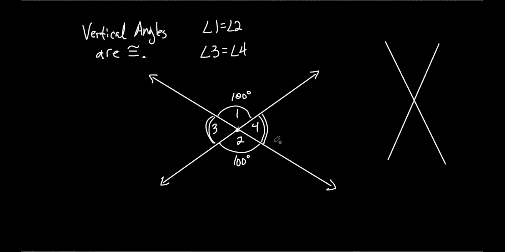360? Don't think about the whole circle. Look at angle 1 and 3. There's a relationship between 1 and 3. They're not equal to each other. It's 180.